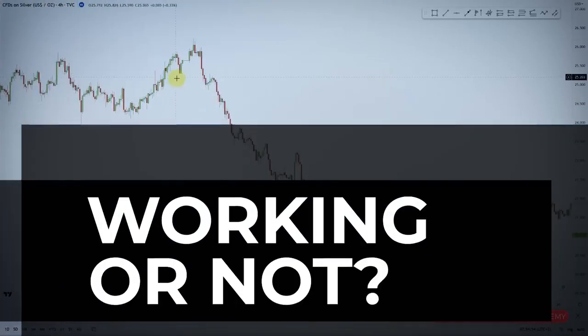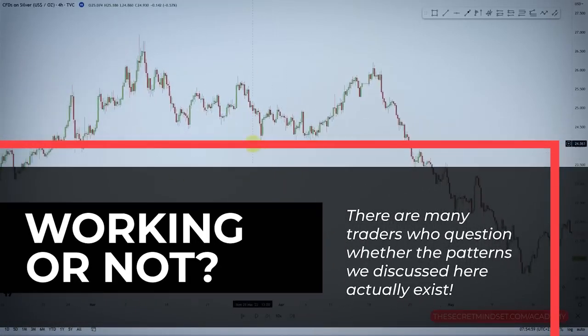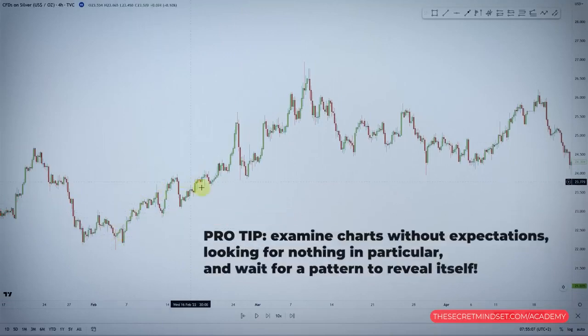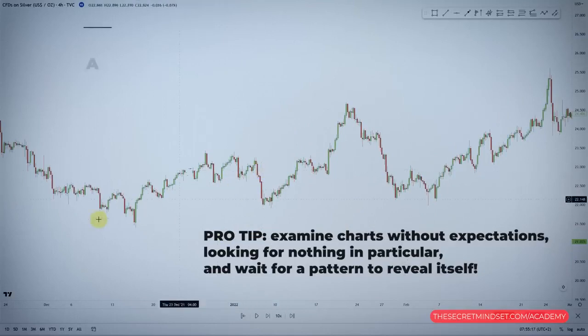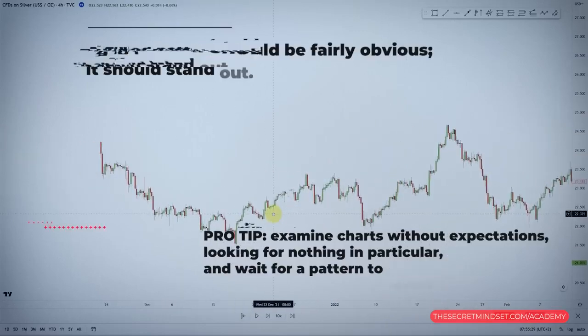There are even traders who question whether the patterns we've discussed here actually exist. Because we tend to see what we want to see, it might be a good idea to avoid searching for specific patterns. Instead, examine charts without expectations, looking for nothing in particular, and wait for a pattern to reveal itself. A good pattern should be fairly obvious. It should stand out. If it takes more than a few seconds to identify the pattern, it might not be a useful example of that formation.